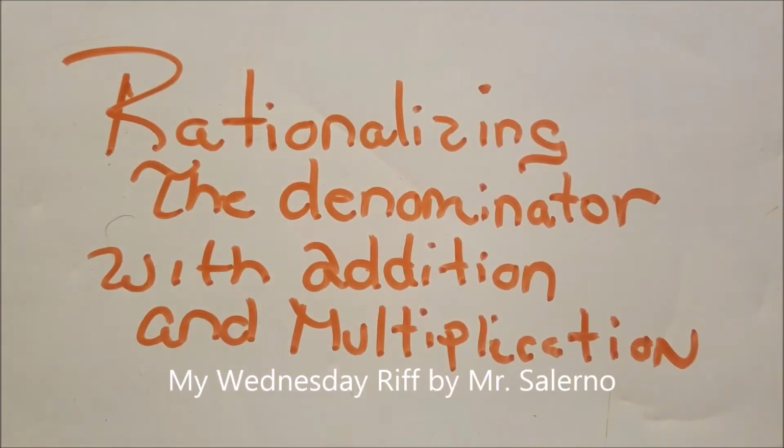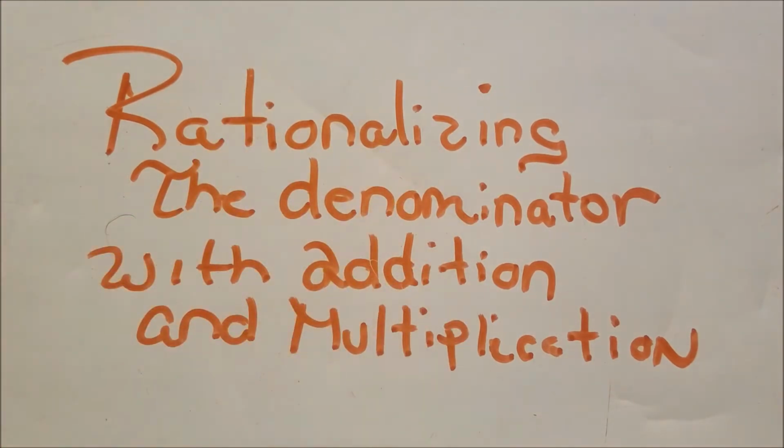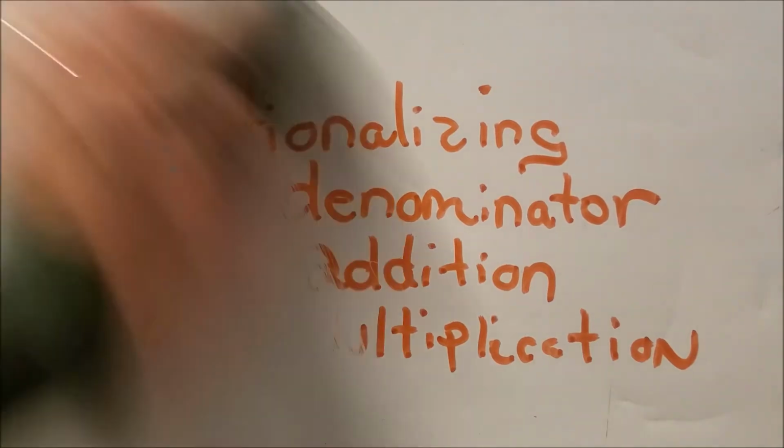This is a video on rationalizing the denominator. It's part 2, actually, and we're going to add some addition and multiplication in this. So if you didn't see the other video, you should watch the first video on this. Let's get to it. So just to simplify this, you cannot have a radical in a fraction.